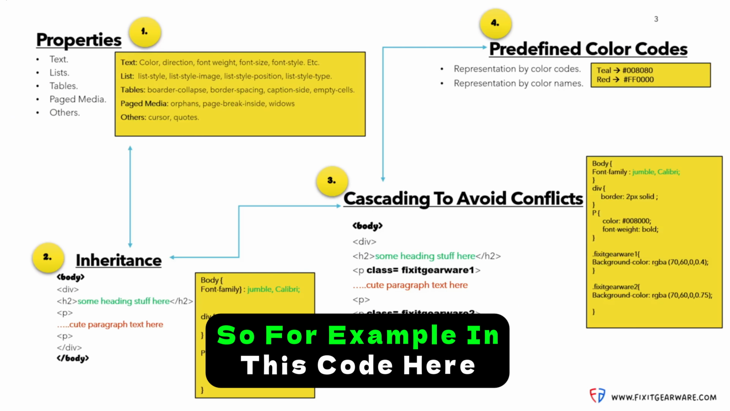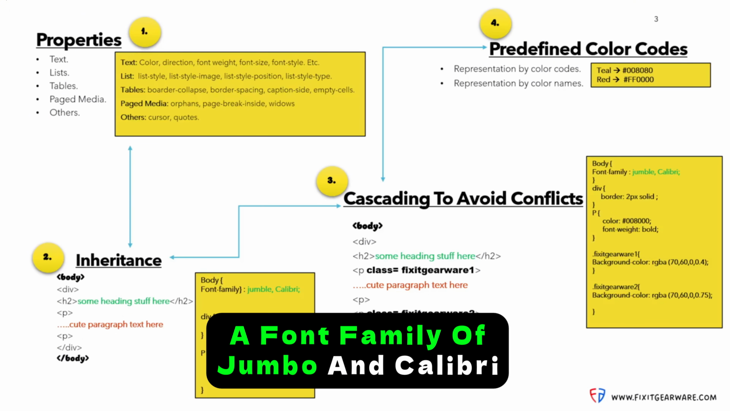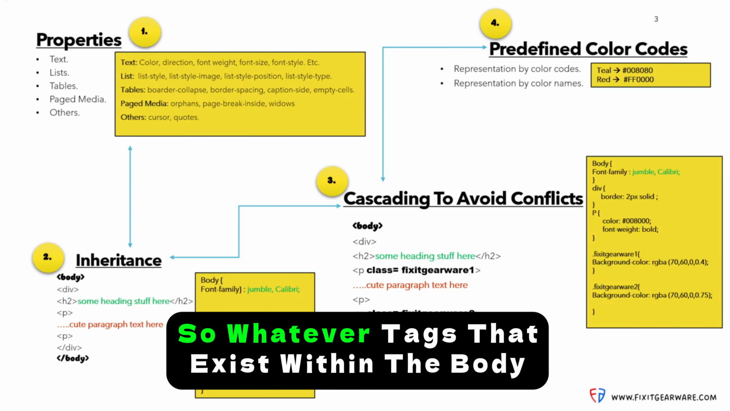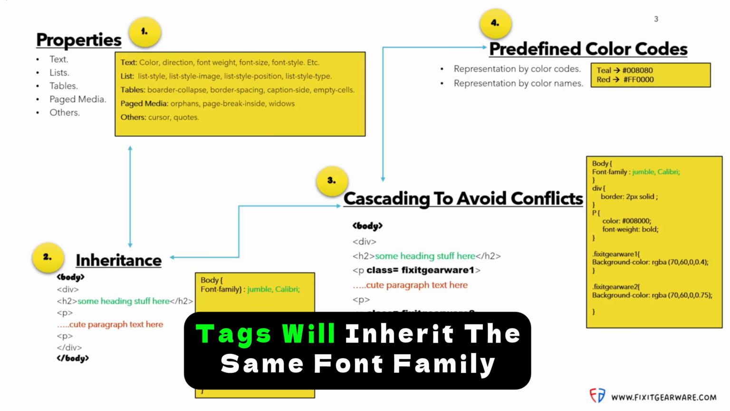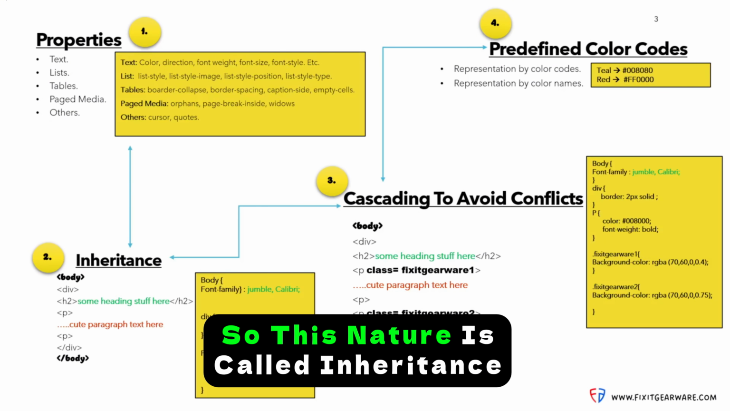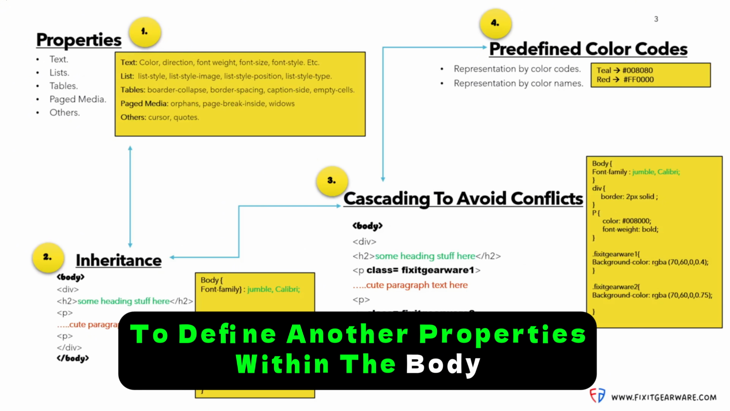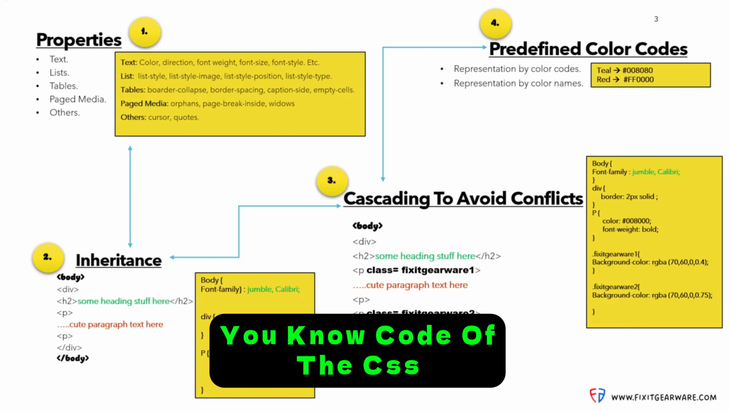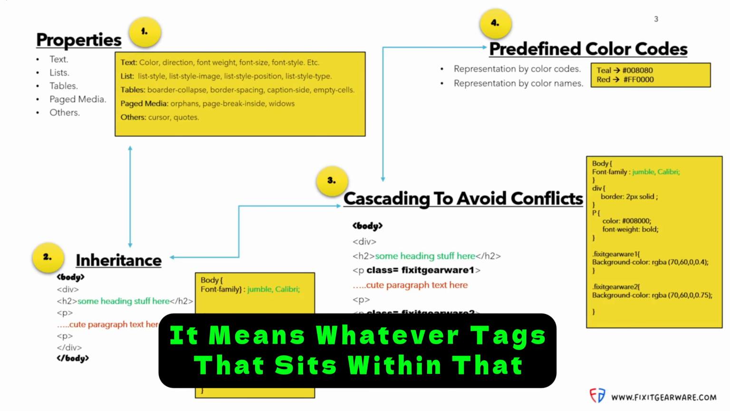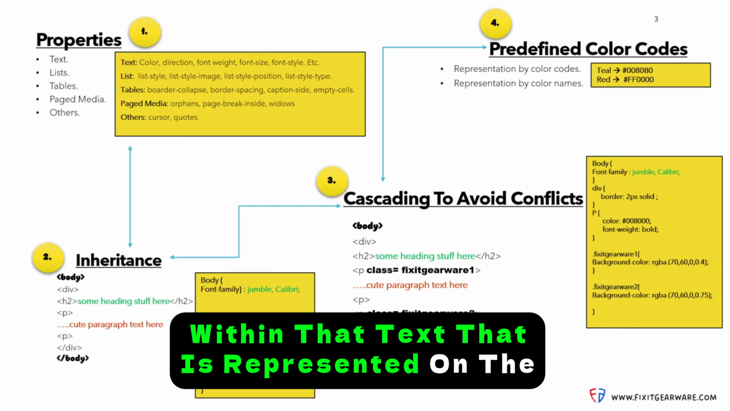So for example, in this code here, we have specified the CSS to have a font family of Jumbo and Calibri. So whatever tags exist within the body tags will inherit the same font family that was defined in the body properties. So this nature is called inheritance. So if we decide to define another property within the body code of the CSS, it means whatever text that sits within that body will inherit those properties within that text that is represented on the website.